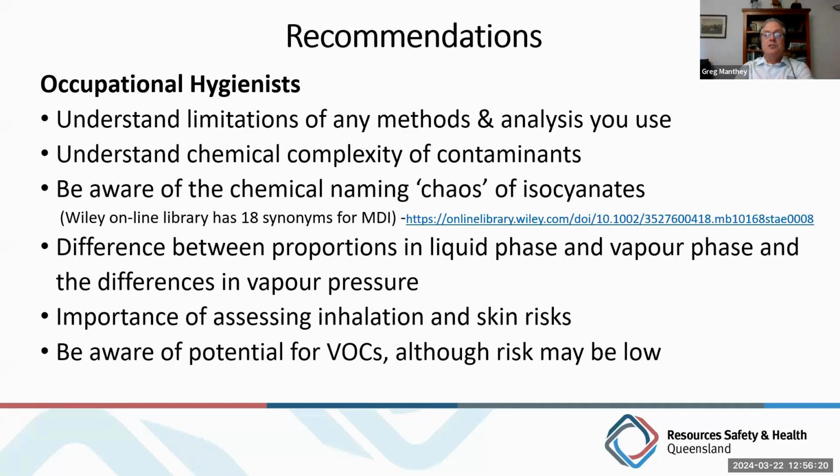Some recommendations for occupational hygienists out there. Make sure if you're using a sampling and analytical method that you are aware of the limitations of the method and the analysis. Check with your laboratory and make sure that what they're analysing for will actually give you what you're looking for. Understand the chemical complexity of contaminants. An example of this is the chaos around the naming of isocyanates, but this would apply to many chemical groups.